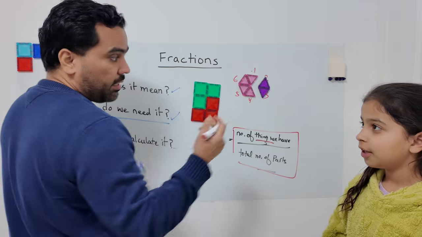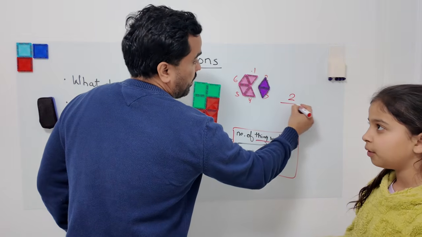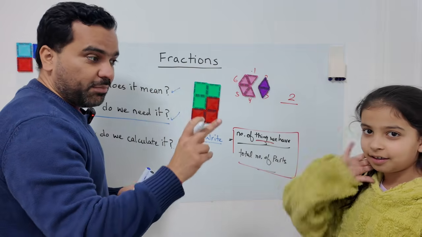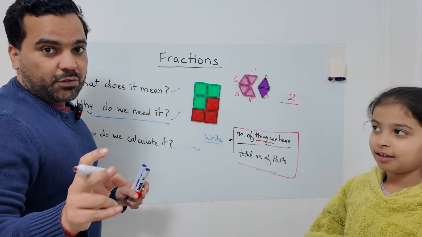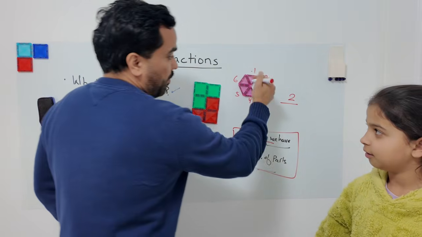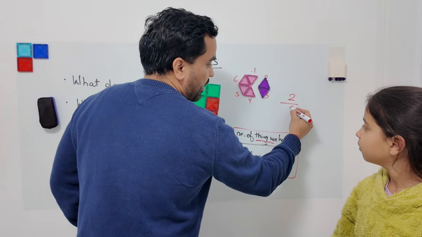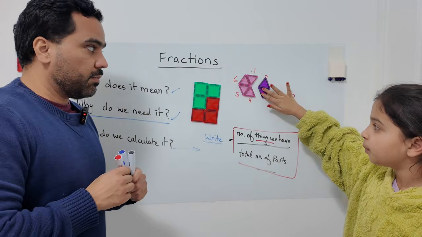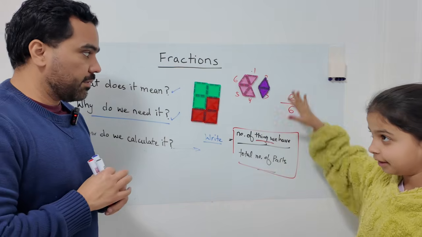So how do we write it? 2, 6, but you can simplify it so it can be 1/3. And that simplification we will learn in the simplified fractions, which would be our next topic. But to write this as a fraction, this will be 2/6, because I have 2 purple parts out of 6 equal parts.